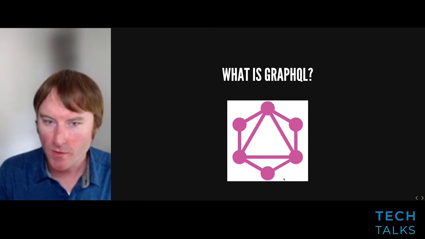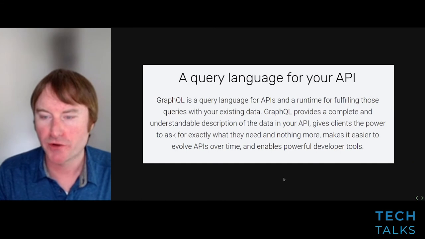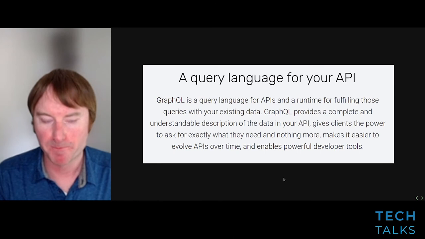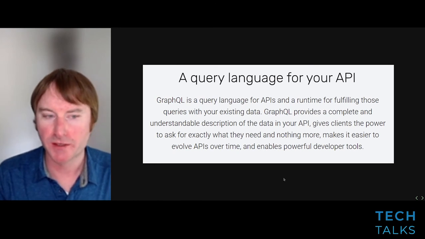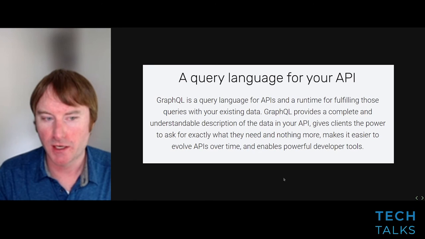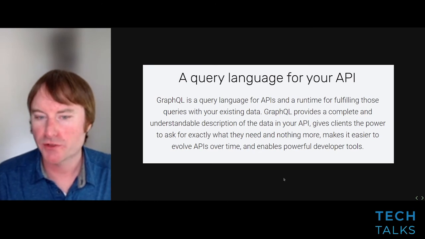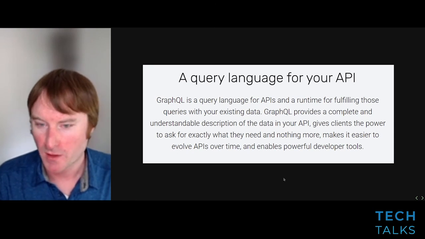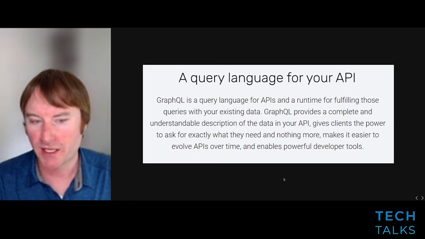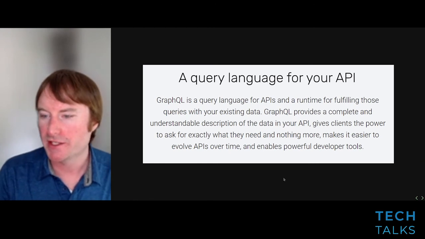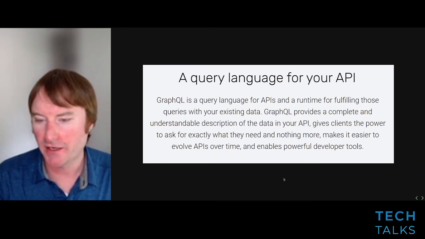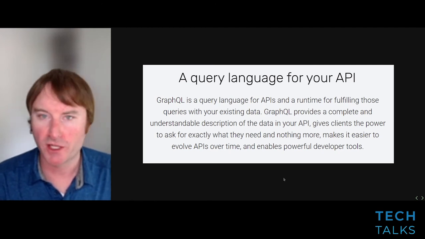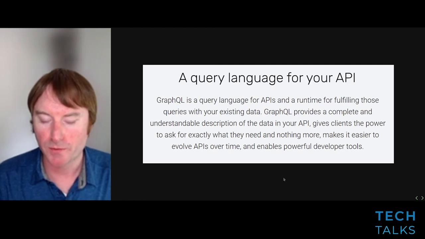So GraphQL is a query language for your API. And I took this paragraph directly from the GraphQL website. It's a great description. Essentially, GraphQL is a query language for APIs and a runtime for fulfilling those queries with your existing data. GraphQL provides a complete and understandable description of the data in your API, gives clients the power to ask for exactly what they need and nothing more, makes it easier to evolve APIs over time, and enables powerful developer tools. So this is awesome.